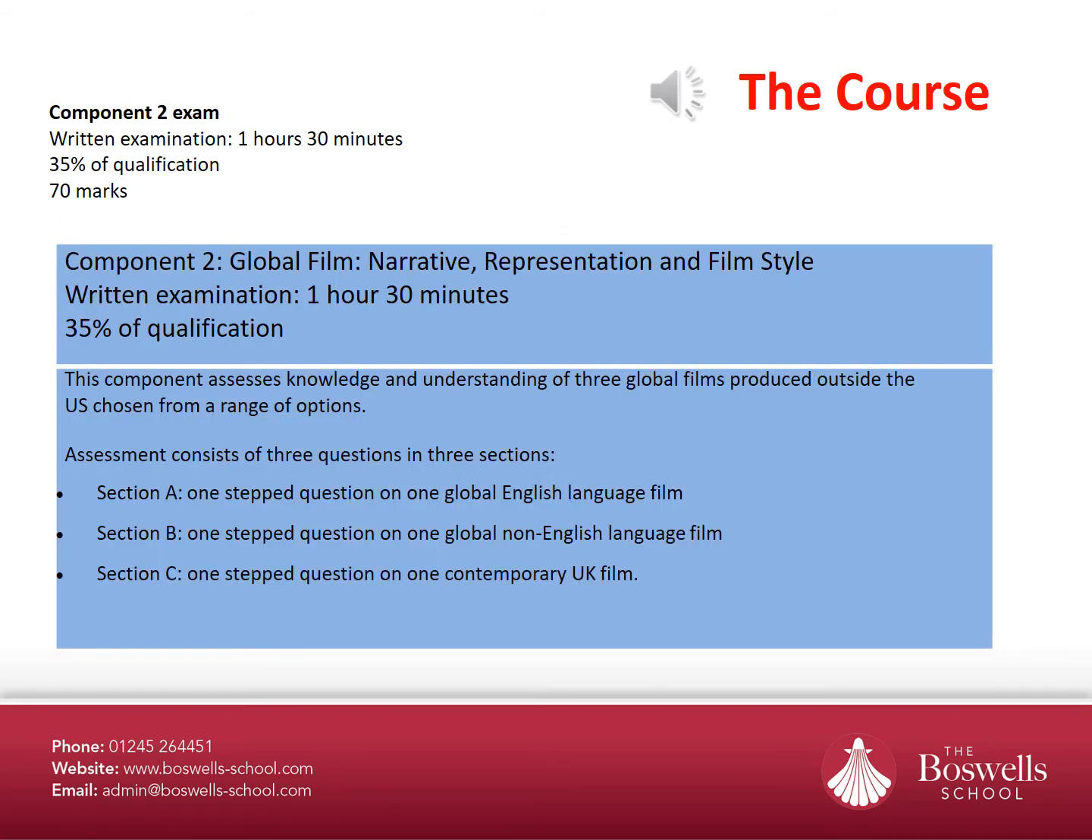The second paper, the component 2 paper, again is worth 35% of the qualification and a total of 70 marks. Here we focus on global films that we study, with a particular focus on film narratives, how people, places and issues are represented in film, and different directorial styles.